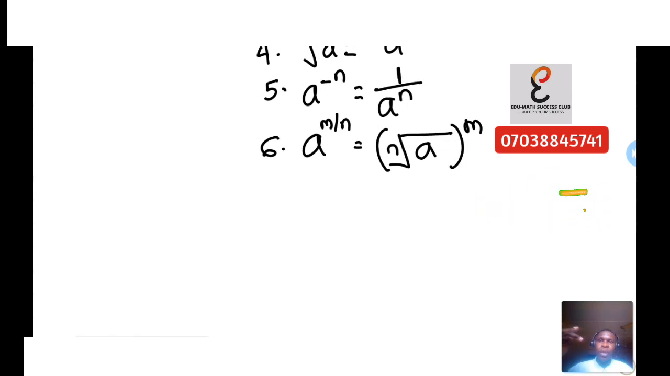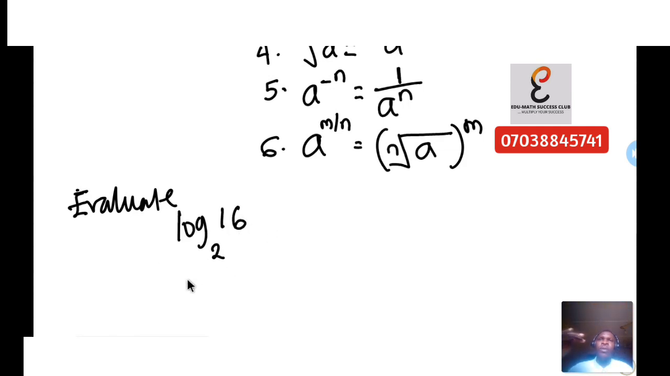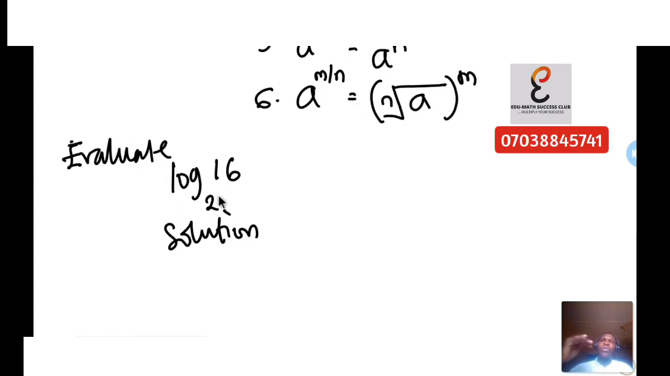So the first example here, you have to evaluate log 16 to base 2. Now to pronounce this, you say log of 16 to base 2. Now that's how you pronounce it.